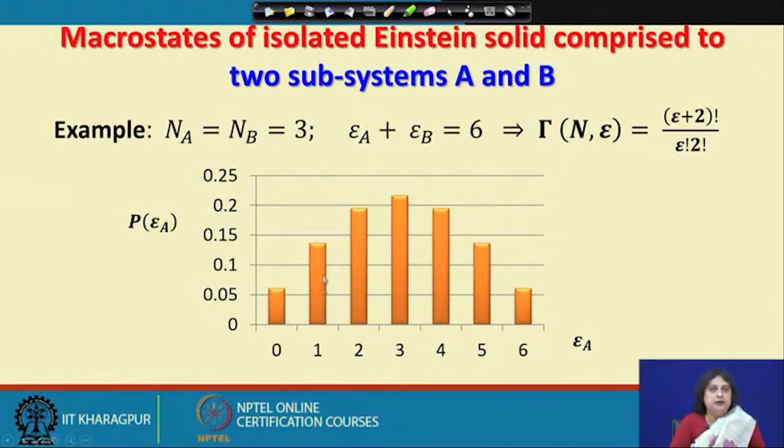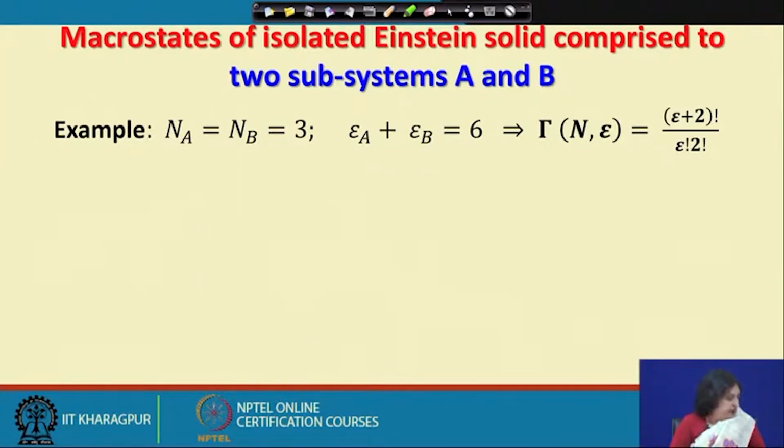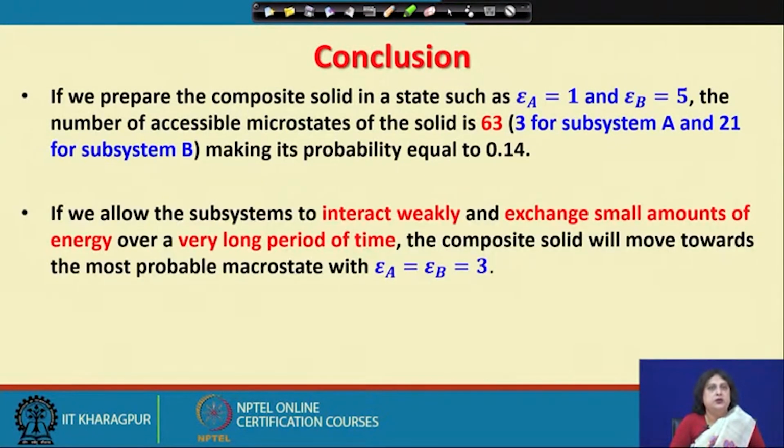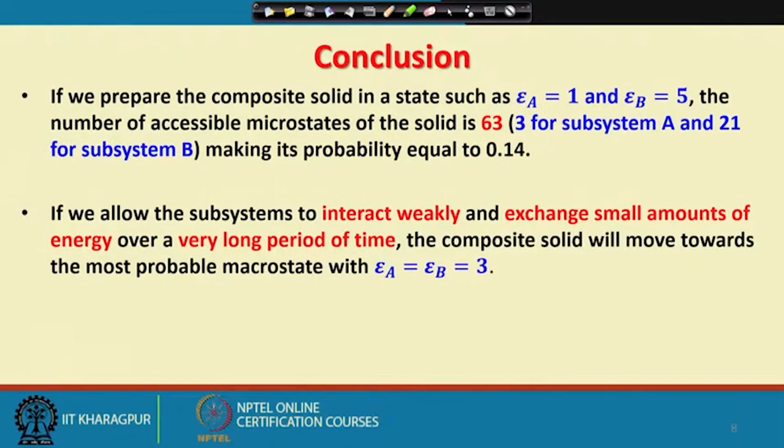And the probability of this starting state is 0.14. Now, if I go down and check once again what is going to happen if we allow the subsystems to interact weakly and exchange small amounts of energy over a very long period of time, this composite solid will move towards the most probable macro state.